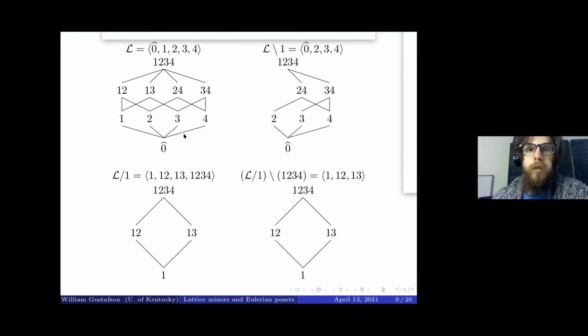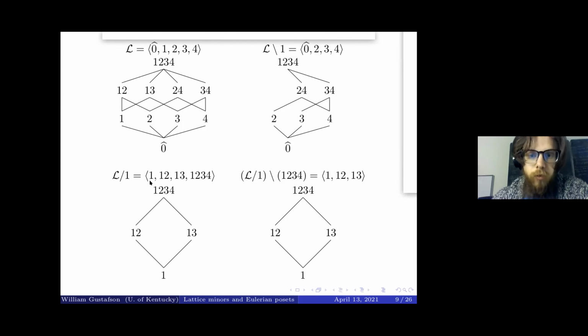Okay, but here's a lattice. And if we take the deletion by 1, well, we get this thing here, this lattice with generating set. So we, of course, lose 1. And we also lose these two elements here since they can't be written as a join of just 2, 3, and 4. Okay, and then down in the bottom left, this is the lattice with generating set we get from contraction by 1. So you can see it looks like the upper interval above 1, or it is rather.